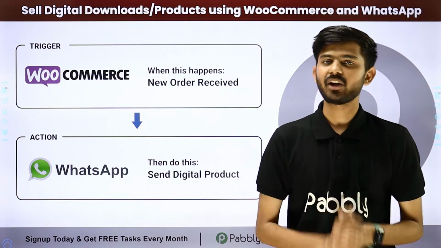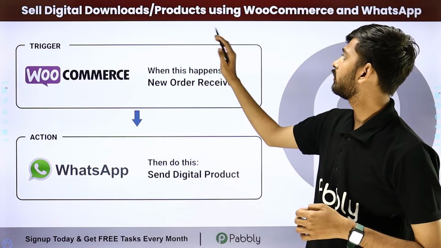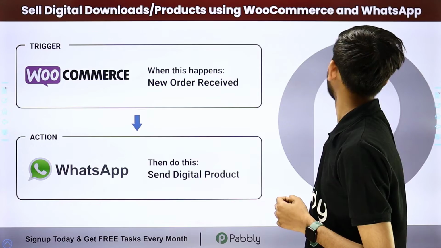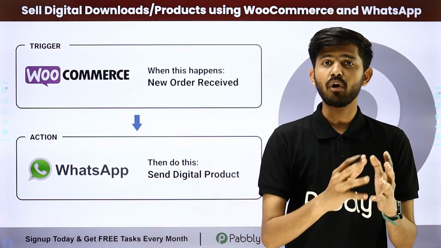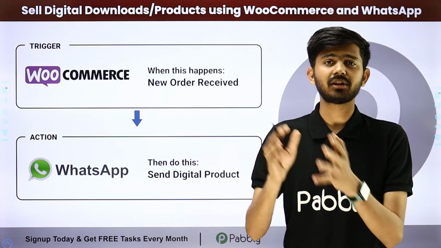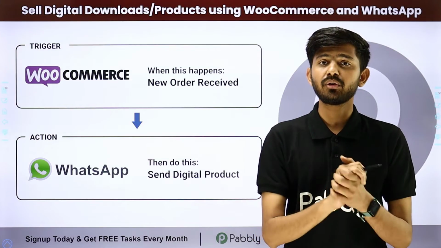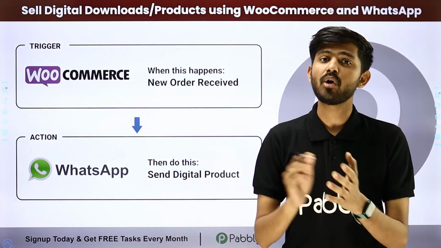Hello everyone, today our topic is how to sell digital downloads or products using WooCommerce and WhatsApp. My objective is that whenever I get a new order from WooCommerce with my digital product or digital downloads, then automatically I want to send this product or digital download on WhatsApp.